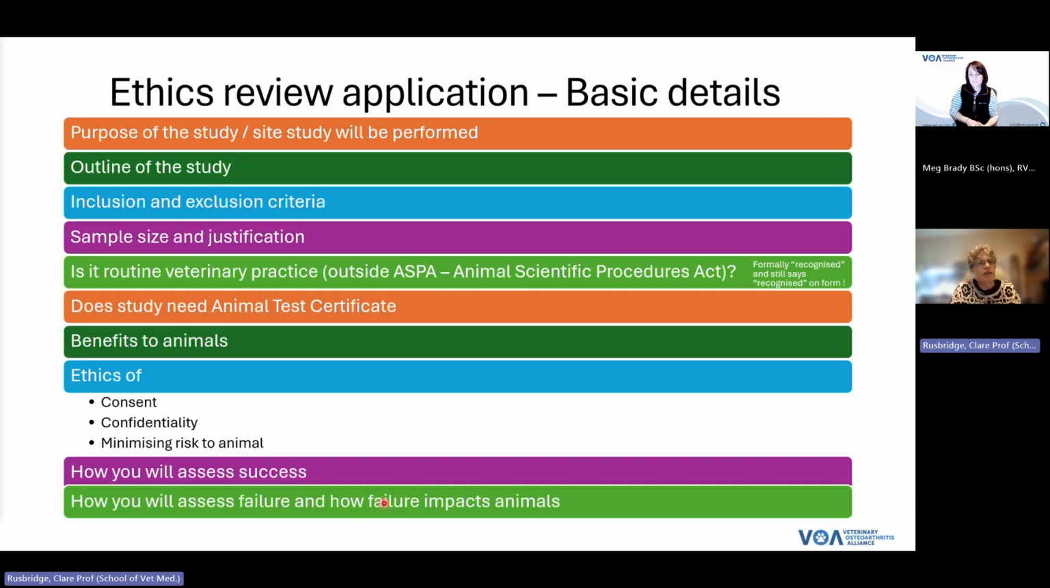How will you assess failure and how failure impacts the animal? That sort of thing would be a more typical kind of research where you've been given a drug, and the drug is not effective. What are you going to do about it then? How are you going to rescue that animal?